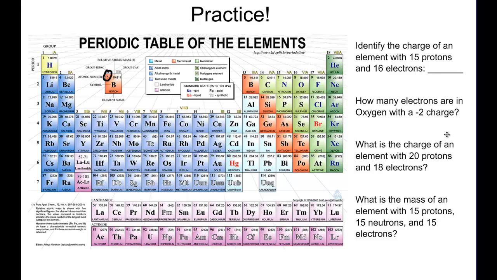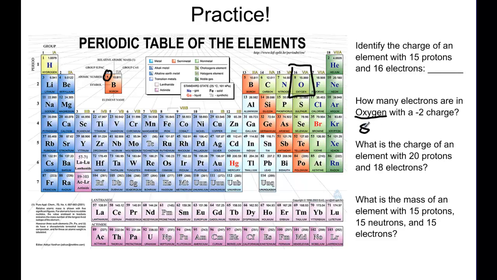How about this one here? Let's do this one, and then I'm going to leave the other two for you to do. All right, the last one here is a review question because it's asking you about mass as well. So, how many electrons are in oxygen with a -2 charge? Well, important to note that we have oxygen. Okay, so we're going to find oxygen on the periodic table. It's right there. We're going to note that it has 8 protons. All right, so let's write that down.